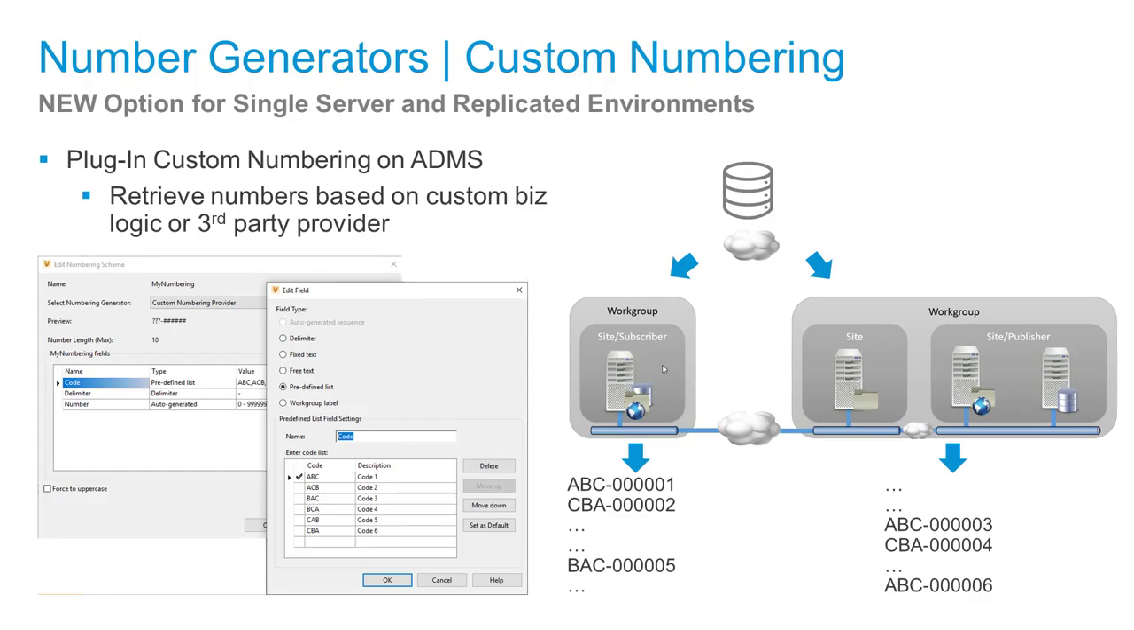Another new option for single server and replicated environments is a plugin custom numbering for ADMS. That would mean you'd retrieve numbers based on custom business logic or third-party provider, which can be adjusted in a web.config. You can find details on this in the API or in the help.